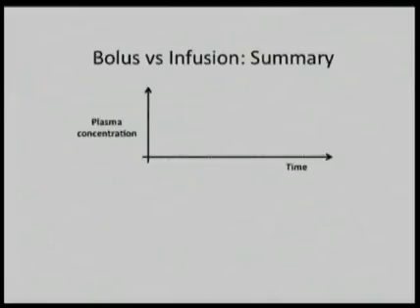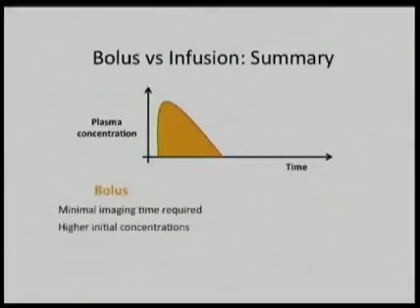Here's the difference between bolus and infusion. So a bolus, where you have a rapid influx shown here, and then it rapidly dissipates. So your peak imaging time is right here. And you'd have a fairly short window for acquiring your images. So you have sort of a minimum imaging time here. You have higher initial concentrations, and you have the probability of attenuation artifacts. The advantage of it is it's easy to do, but these things are all pretty much disadvantages.